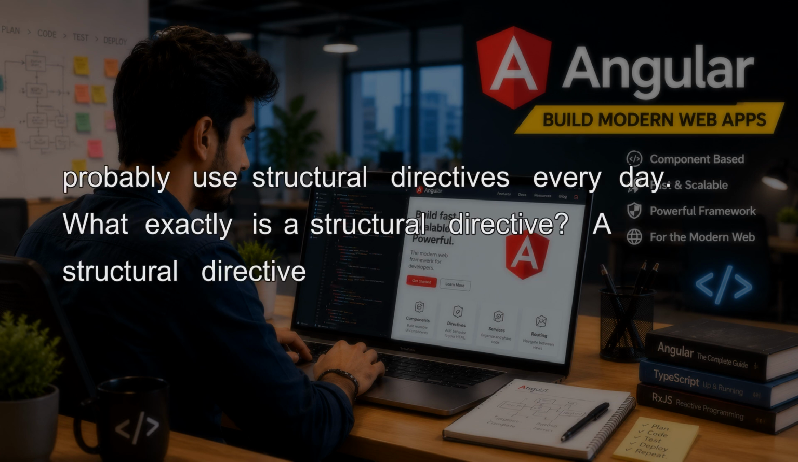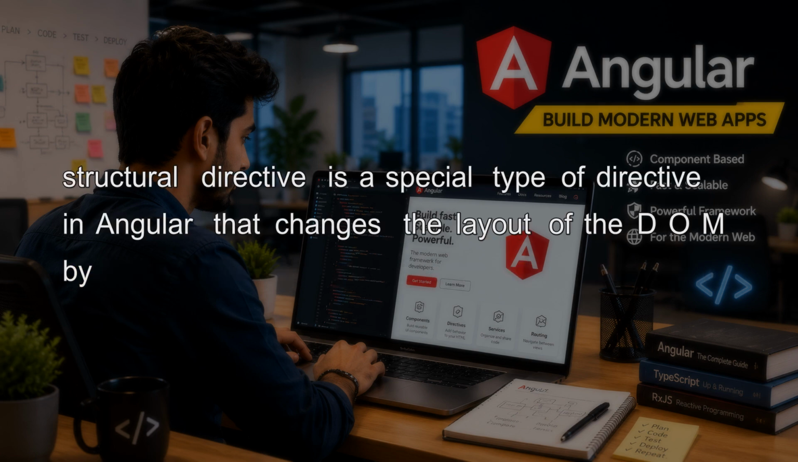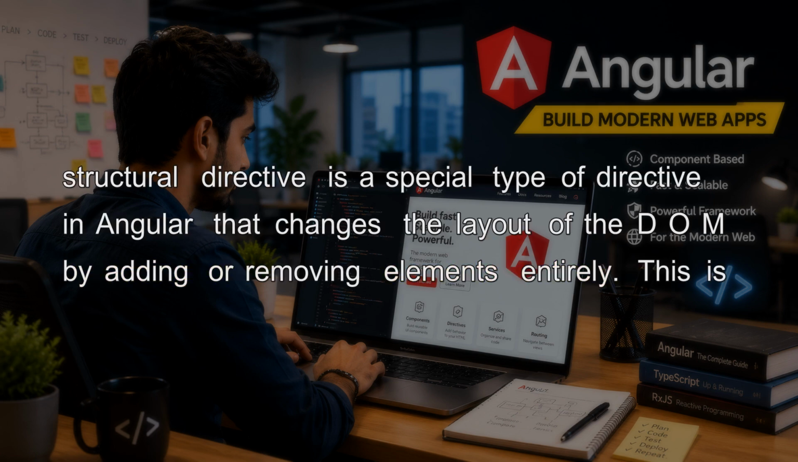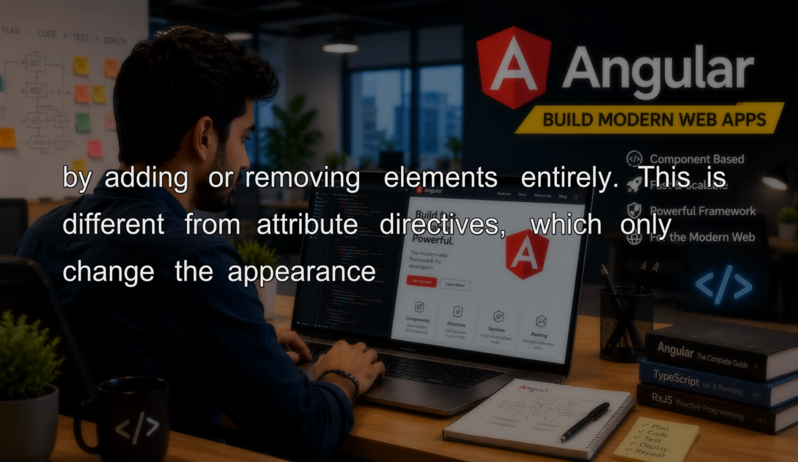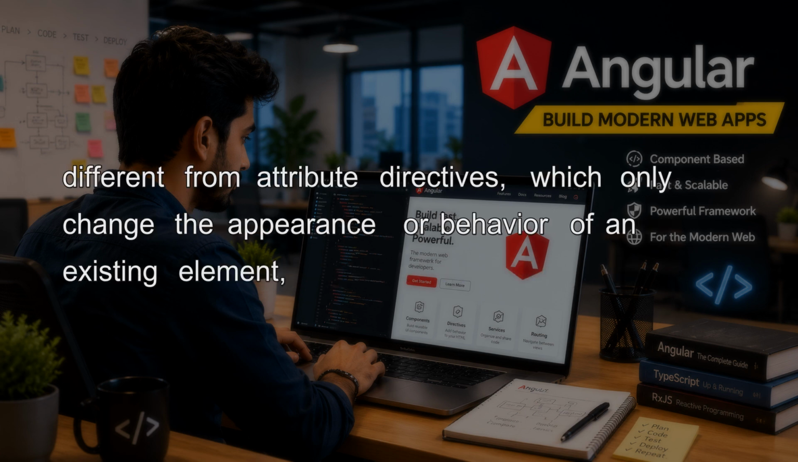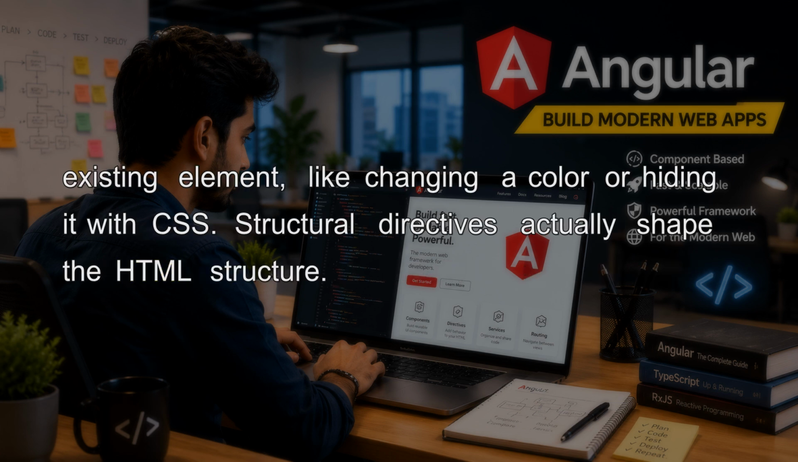A structural directive is a special type of directive in Angular that changes the layout of the DOM by adding or removing elements entirely. This is different from attribute directives, which only change the appearance or behavior of an existing element, like changing a color or hiding it with CSS. Structural directives actually shape the HTML structure.